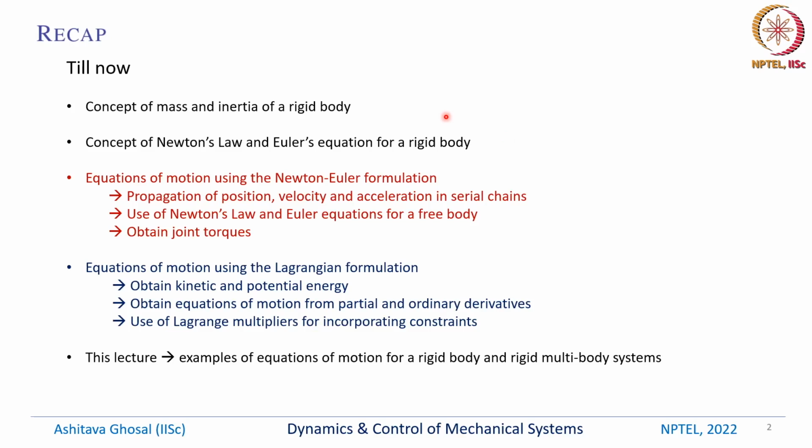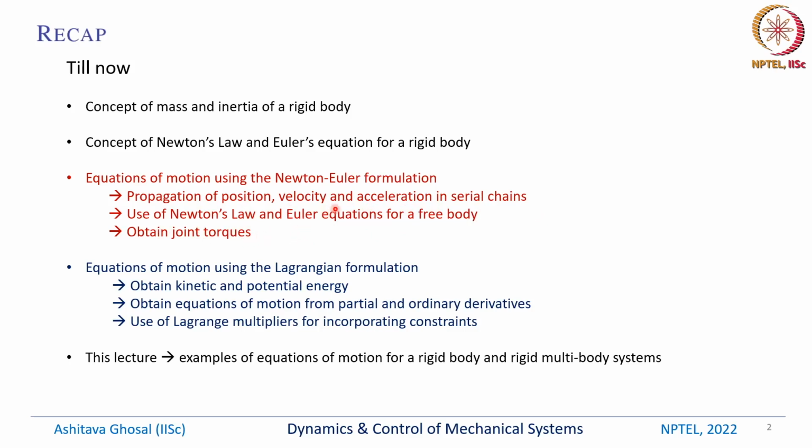To recap, till now we have looked at the concept of mass and inertia of a rigid body. I have also shown you the concept of Newton's law and Euler's equation for a rigid body. We have also obtained a way to get the equations of motion using the Newton-Euler formulation. In the Newton-Euler formulation, we propagate the position, velocity and acceleration in serial chains. We use Newton's law and Euler equations for a free body, and we obtain joint torques.